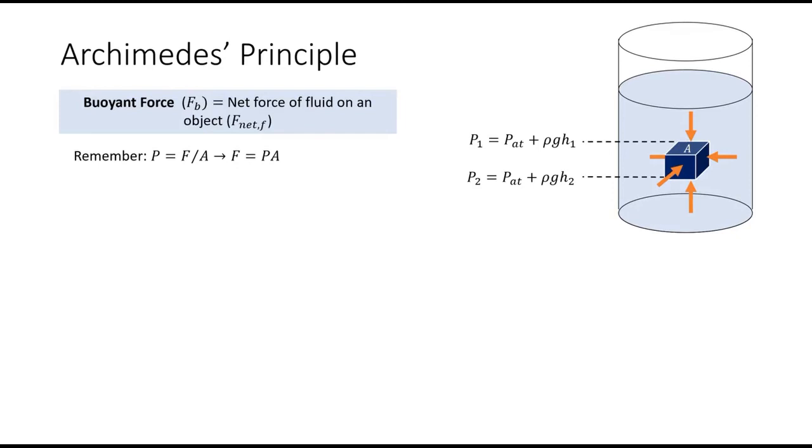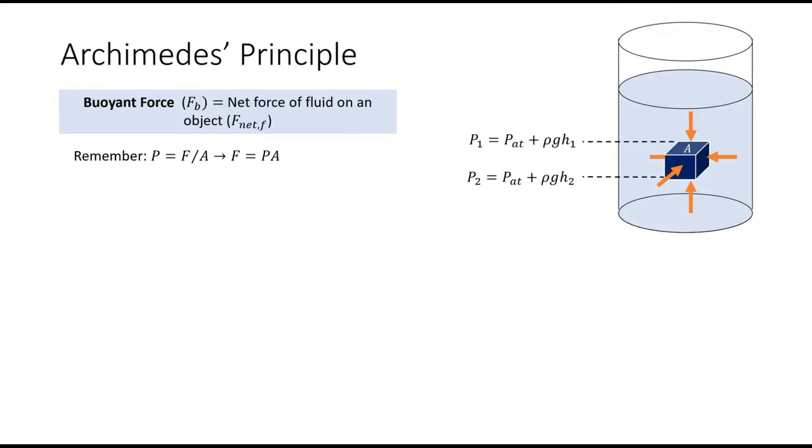And the way to think about this buoyant force is to remember that in a fluid there is pressure, and so the pressure acting on the object is going to be related to the forces exerted on the object by the fluid through the relationship that P is equal to F divided by A. And so then the force acting on an object is going to be equal to the pressure at that particular location where that force is acting times the area over which that force is acting.